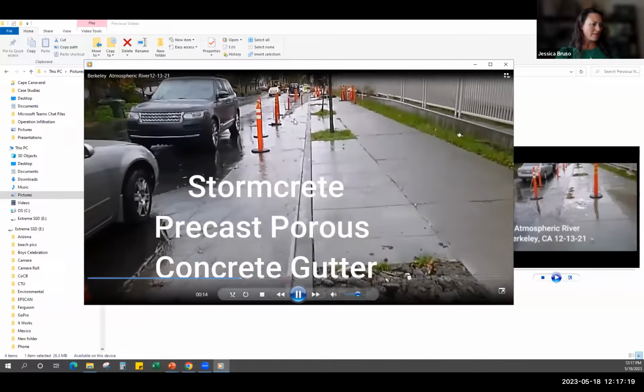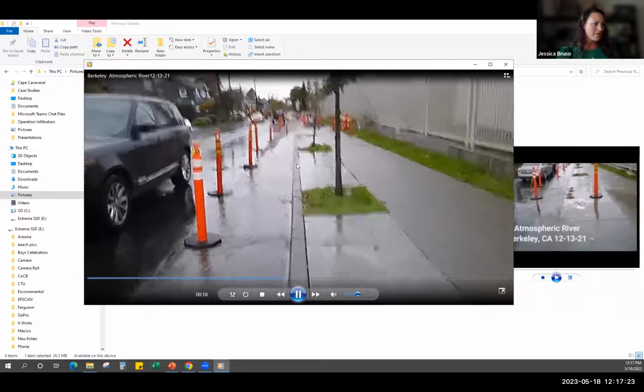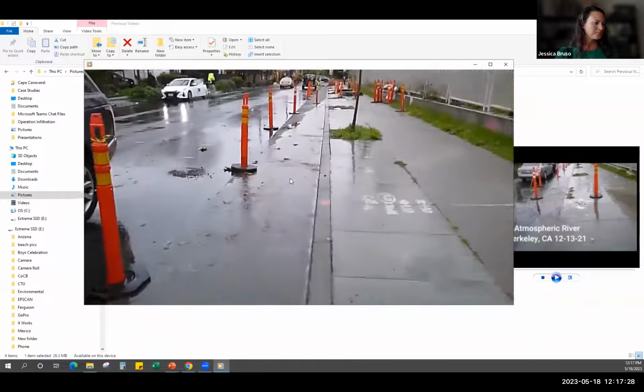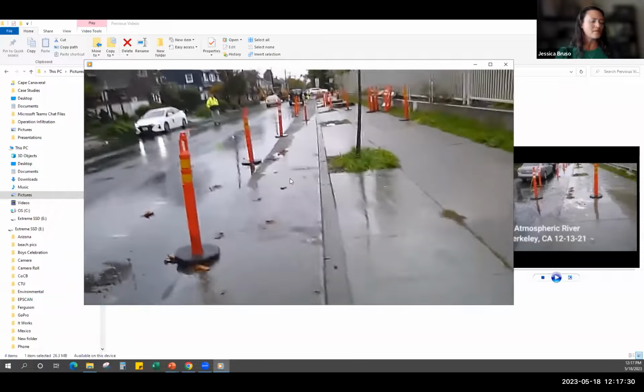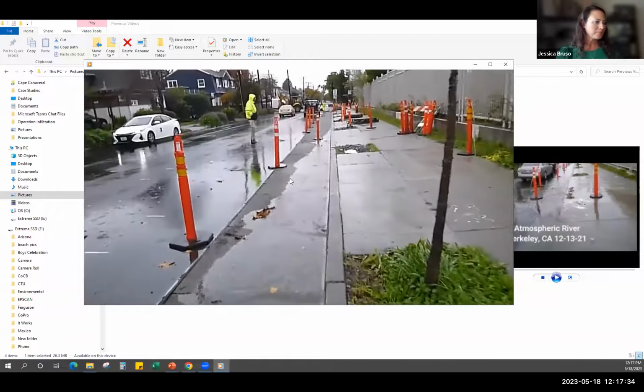So the water is traveling down, and notice the further down it gets, down this porous gutter line, that it's infiltrating as it goes. So the flow starts to slow the further it gets down the porous gutter line.